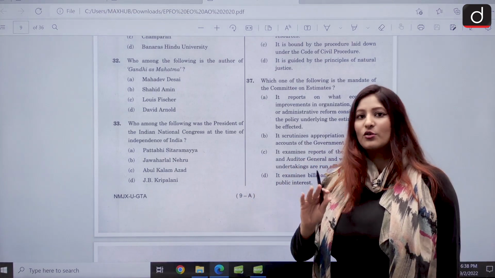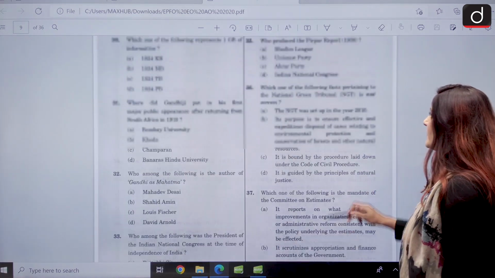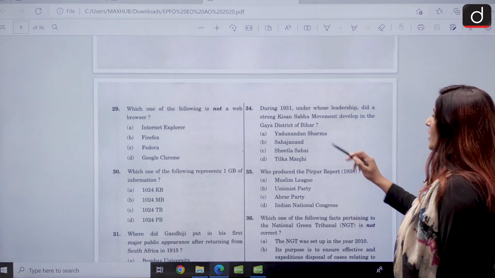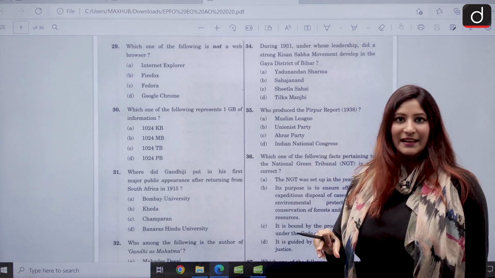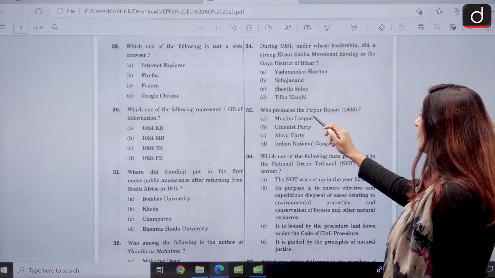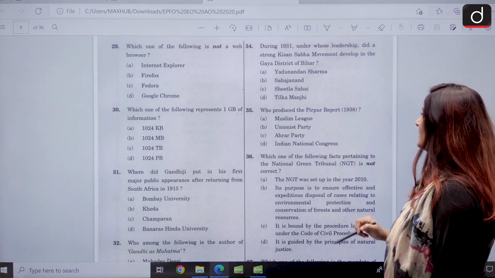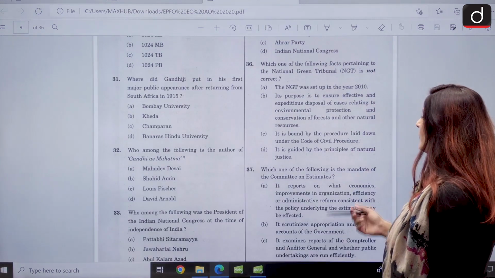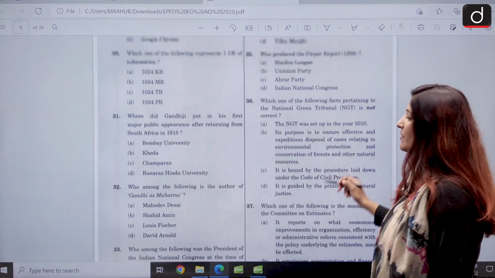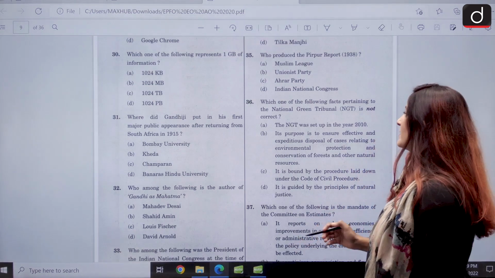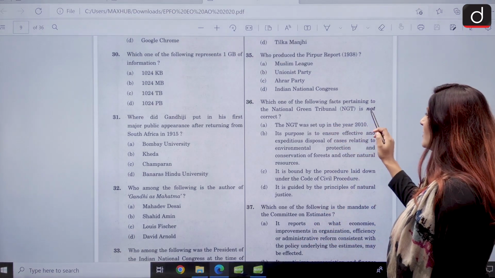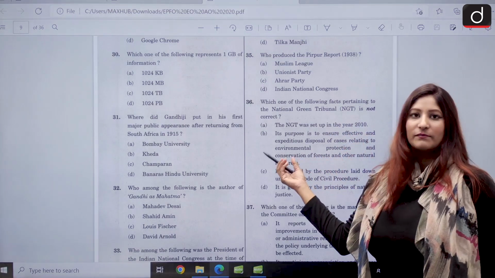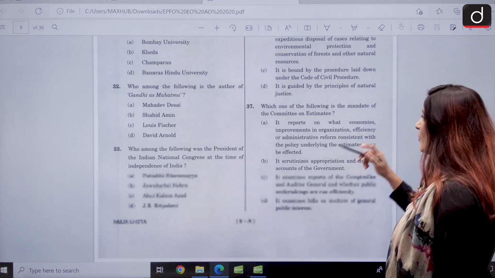Very interesting question. This could be asked in UPSC Civil Services as well, not just EPFO. Again, we see many questions belonging to the factual category from modern history. Who produced the Pirpur Report, 1938? Very important fact. If you have to remember, please do note down the fact. Which of the following facts pertaining to the National Green Tribunal is not correct? Polity, National Green Tribunal, or current affairs, both.